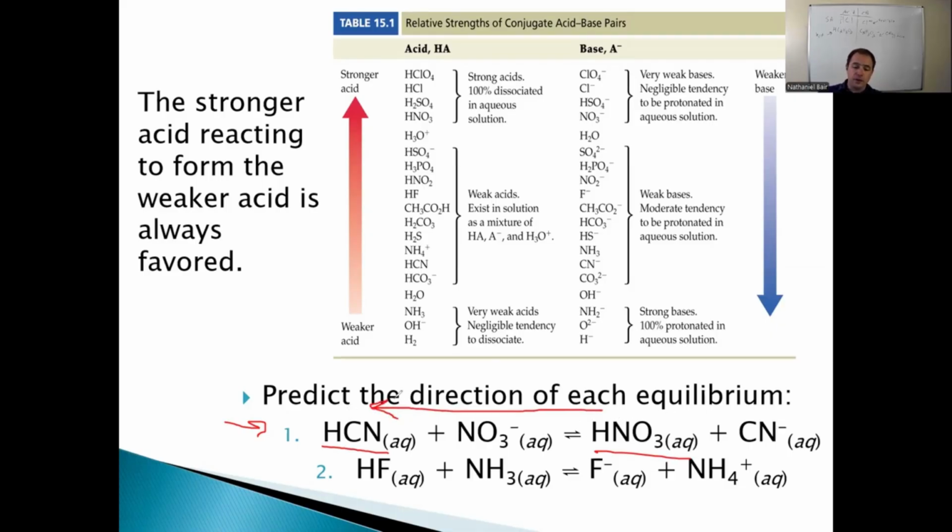Okay, the HNO3 is going to want to dissociate. So the equilibrium will lie on the left-hand side. This is the stronger acid. The stronger acid is going to be the one that wants to dissociate more.